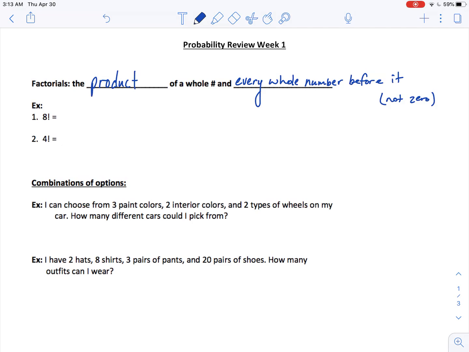So 8 factorial, again, would be 8 times 7 times 6 times 5 times 4 times 3 times 2 times 1. Same thing here, 4 factorial is 4 times 3 times 2 times 1. And I want you to actually type this into a calculator, get a full number. So this would be 24. This would be 5,040 times 8, which is like 40,320, I think. Maybe.